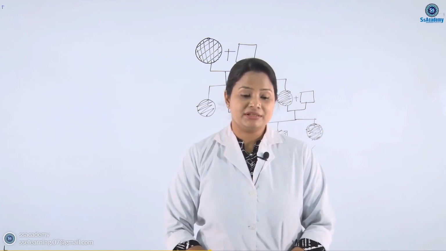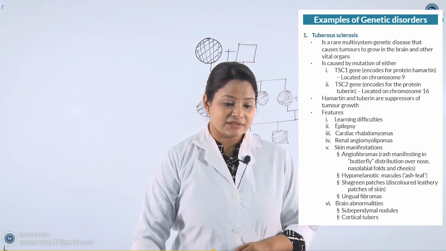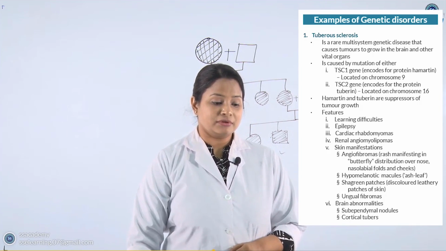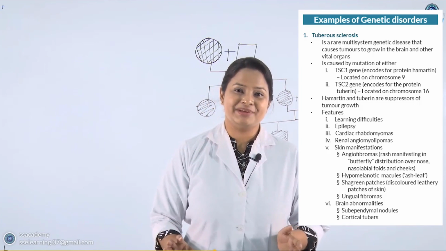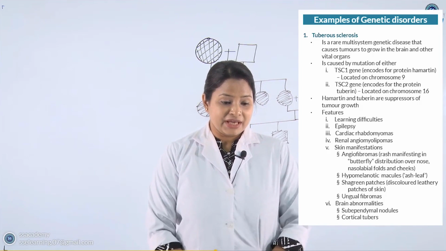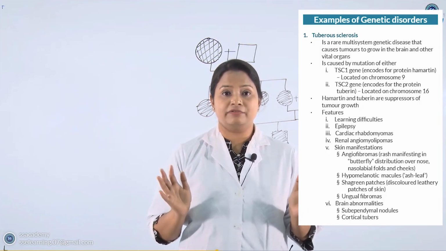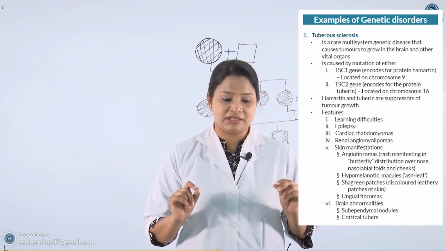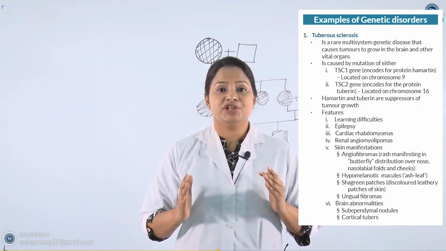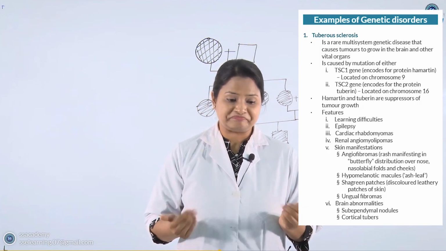Now we have to read some examples of genetic disorders. So let's have a look at your lecture. The first one is tuberous sclerosis. You have to know whether this is autosomal dominant or autosomal recessive. Yes, my dear doctor, this is an autosomal dominant disease, a rare multi-system genetic disease that causes tumors to grow in the brain and other vital organs. This is very important. Circle it: a rare multi-system genetic disease that causes tumors to grow in the brain and multiple organs.